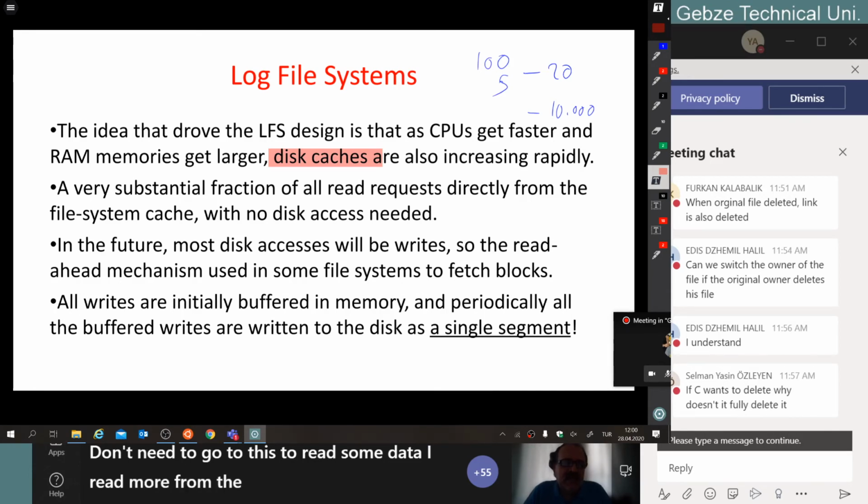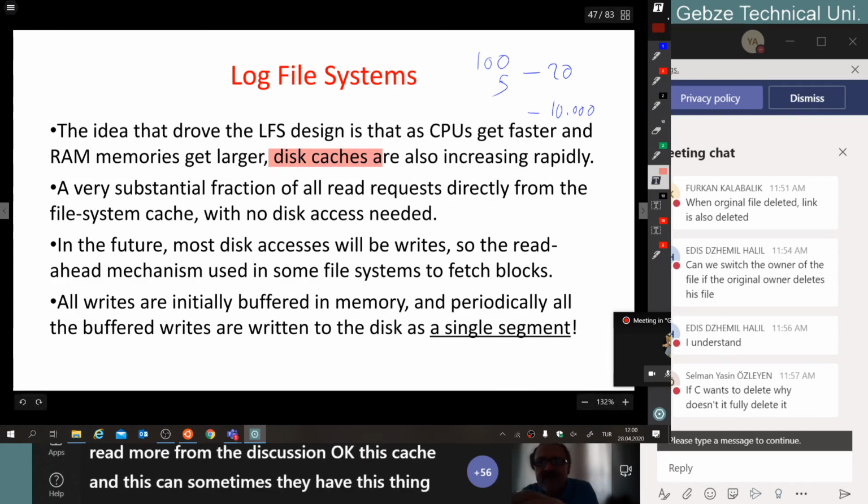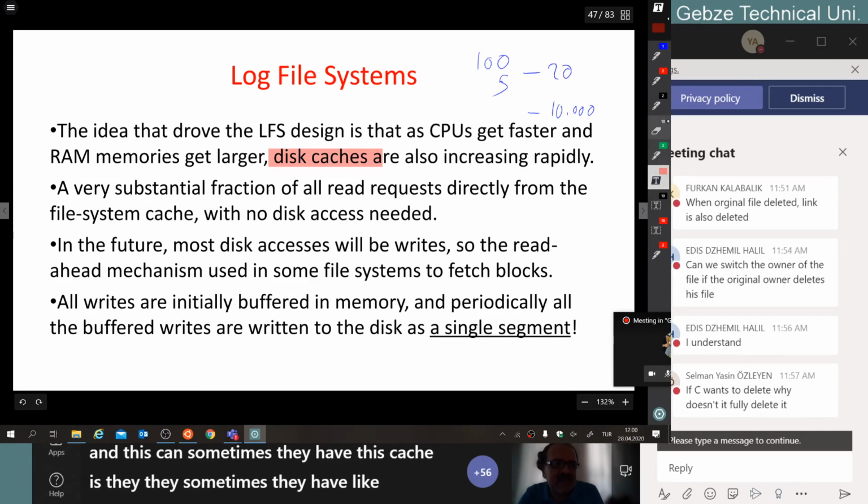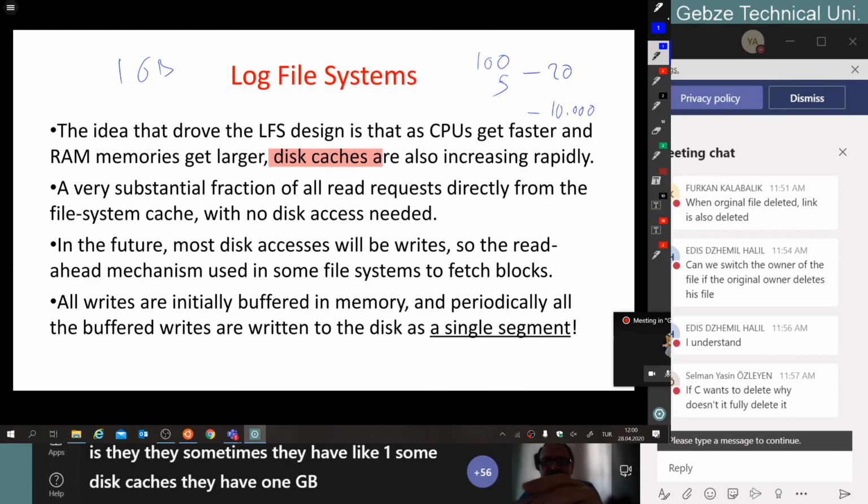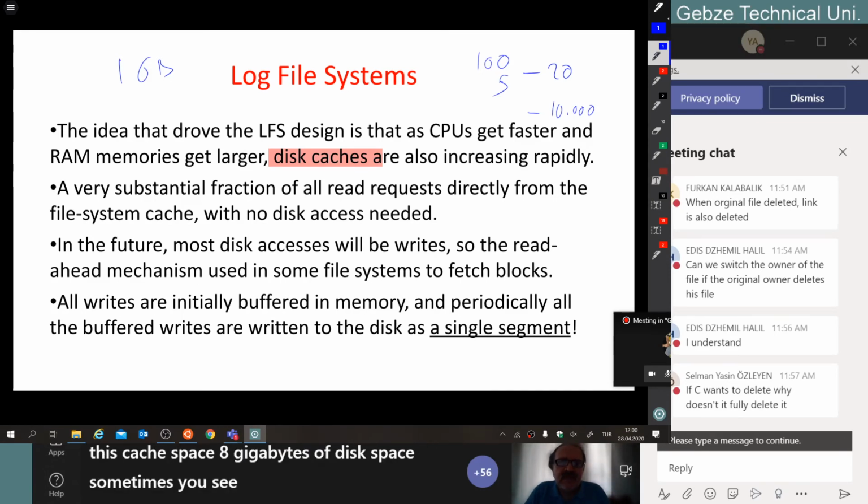Disks sometimes have their own disk caches, 1 gigabyte of disk cache space, 8 gigabytes of disk cache space. Sometimes you see that. So they are very, very large on some expensive disks. So most of the time you do your reading from the cache. But when it comes to writing, I cannot do this because I don't know.